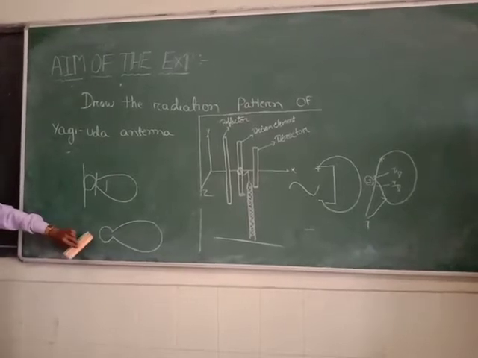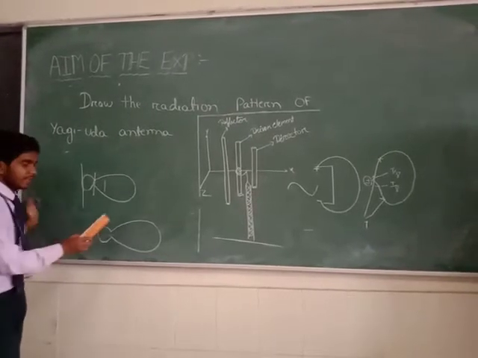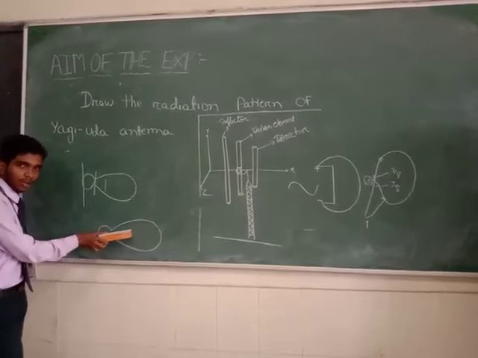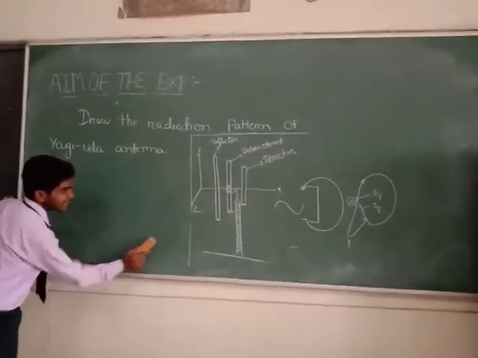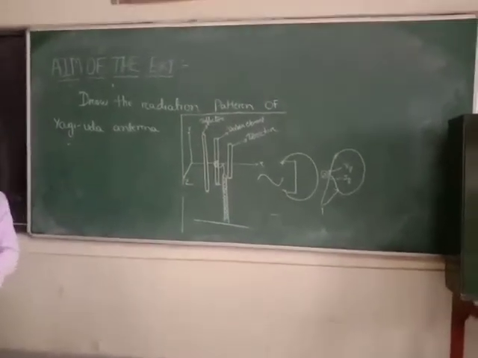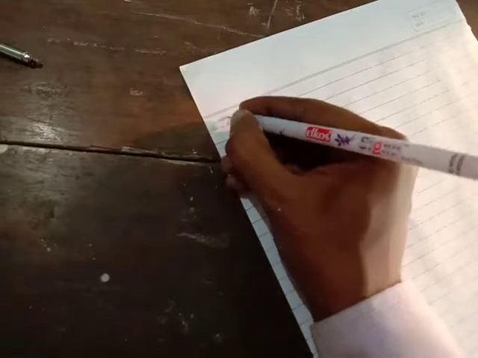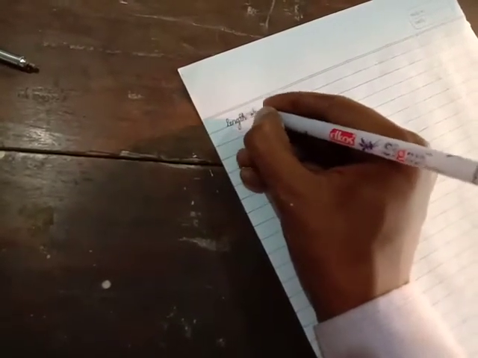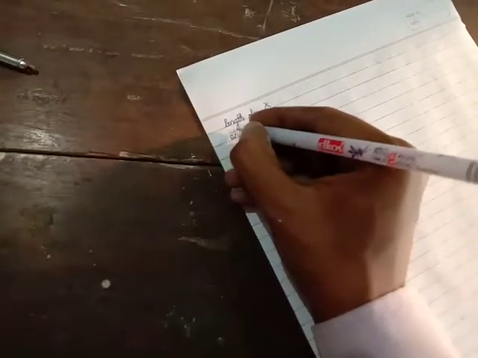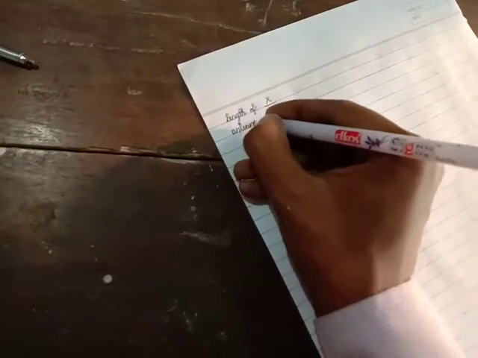Now we start the experiment and study whether this happens in the real case or not. Okay, let's start our experiment. Now students, we know that the antenna length is equal to lambda by 2, the length of the antenna is equal to lambda by 2.